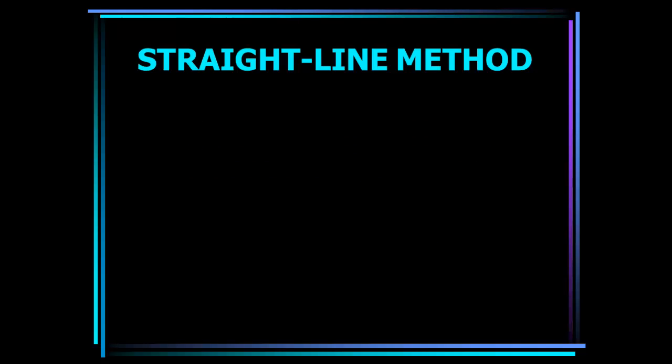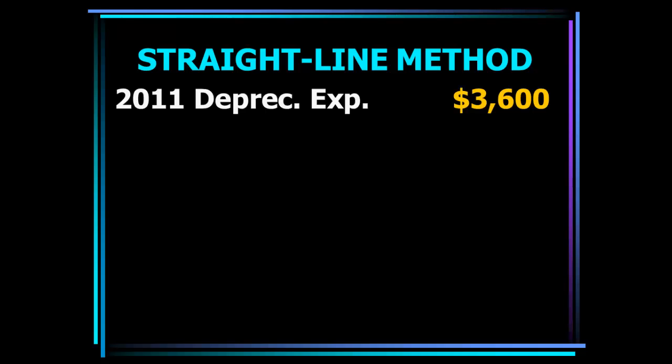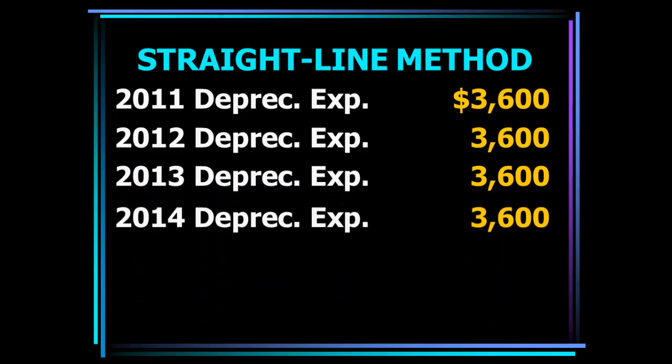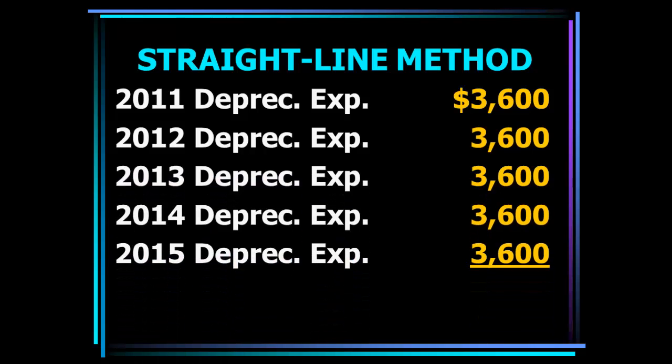So how much depreciation will we record for the first year? $3,600. How about for the second year? $3,600. How about for the third year? Do you see a trend? We can list all of our years right there because this is straight line, which gives me the exact same amount from one year to the next.